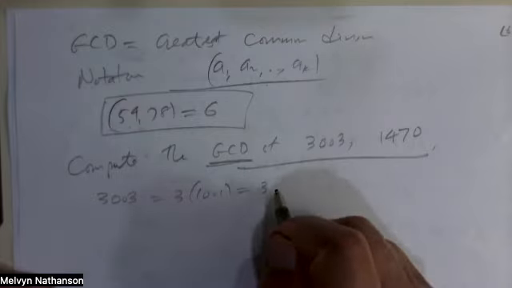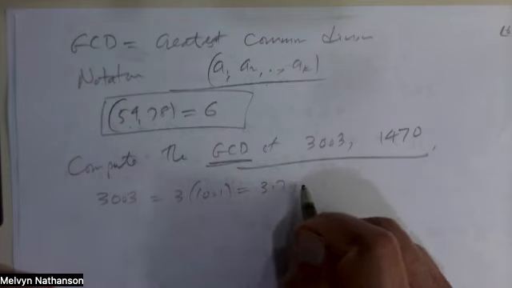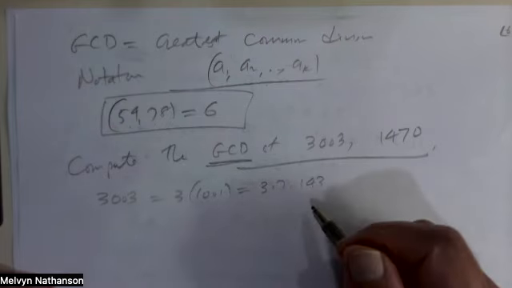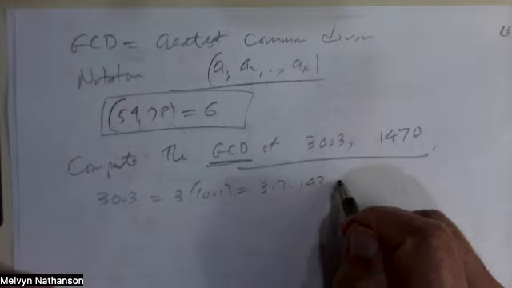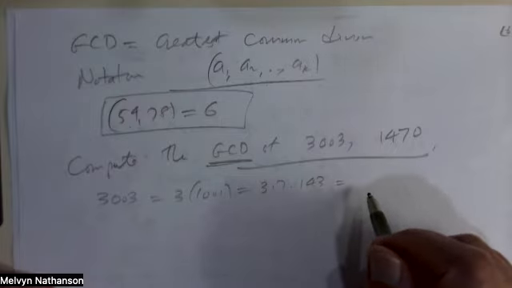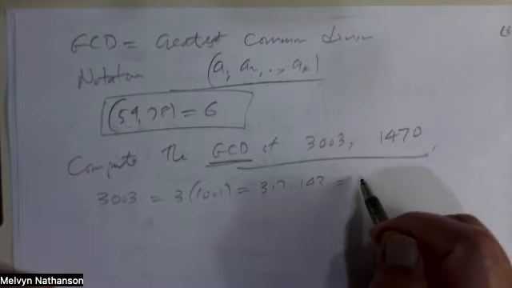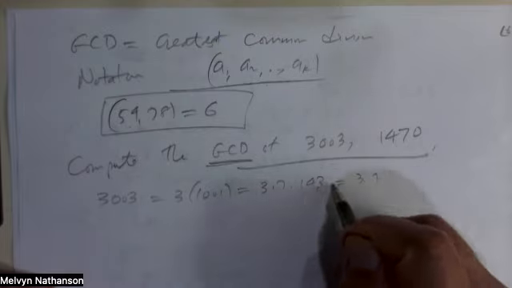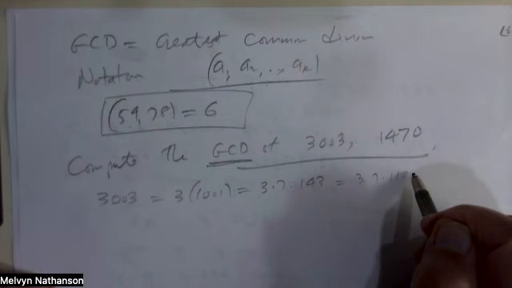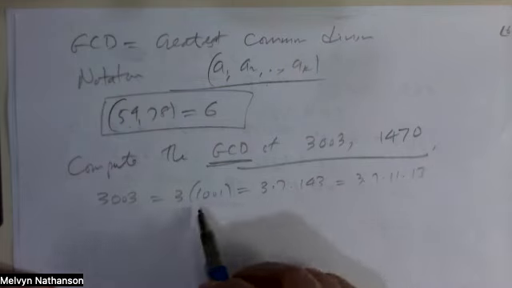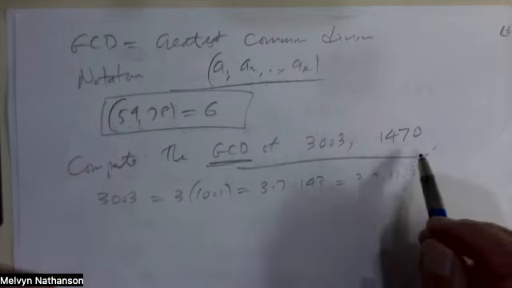3? 3. Let's see. So 3003 is 3 times 1001. 1001 I had factored before. This was 7 times 143, and 143, I think, is 11 times 13. So 3003 is 3 times 7 times 11 times 13.